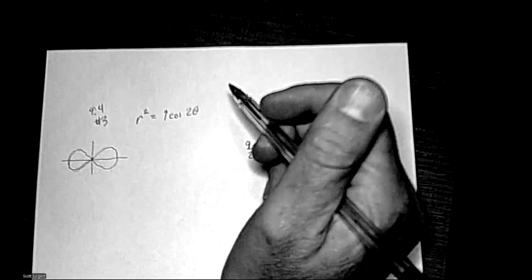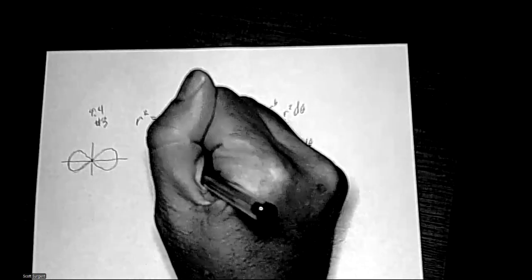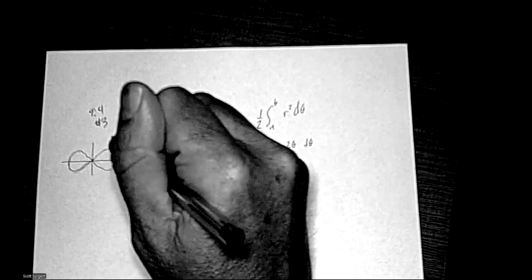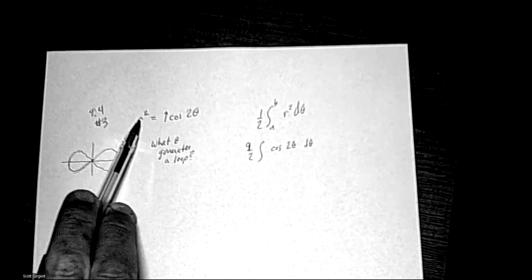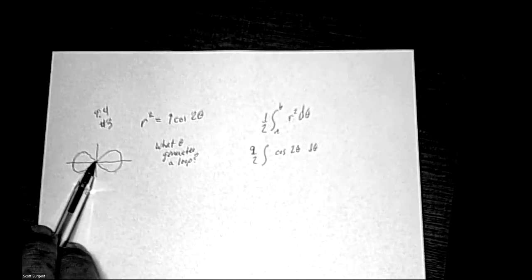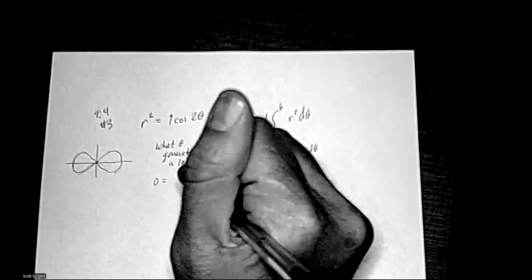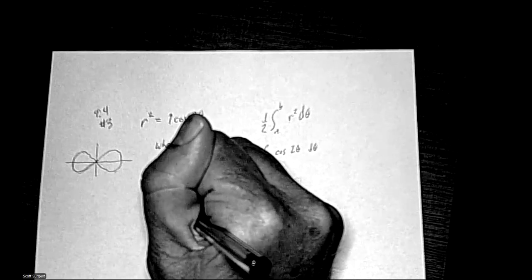The tricky part is what are the bounds? You need to figure out what theta generates a loop. Well, you want to find out when r is 0. When r is 0, you're at the origin. So you set r squared to 0: 9 cos 2 theta equals 0. So divide out.